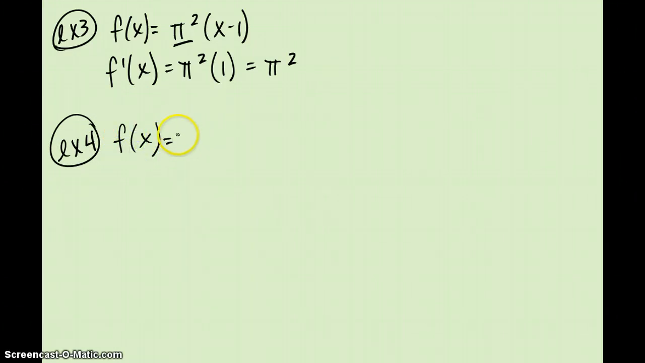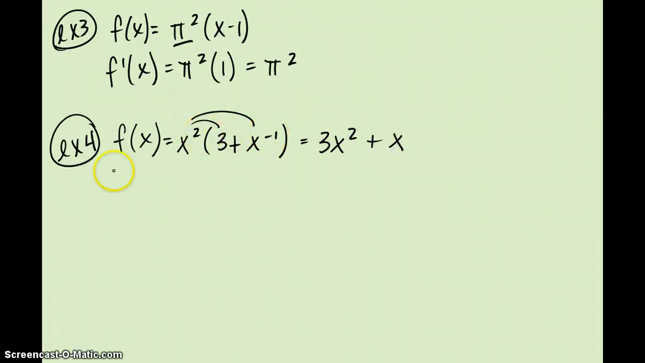If I gave you x squared times 3 plus x to the negative 1, again, we could certainly use product rule, but I think it would be easier to distribute the x squared, multiplying like bases, add the exponents together, and then this becomes a very simple application of the power rule. So it's up to you, and the more you practice, you'll develop a quicker method of recognizing what rule to use.